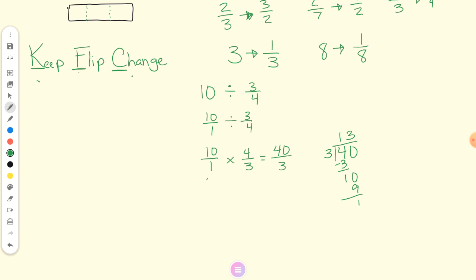Lori, what does all of that look like as a good final answer? 13 and 1/3. Good job. 13 and 1/3.